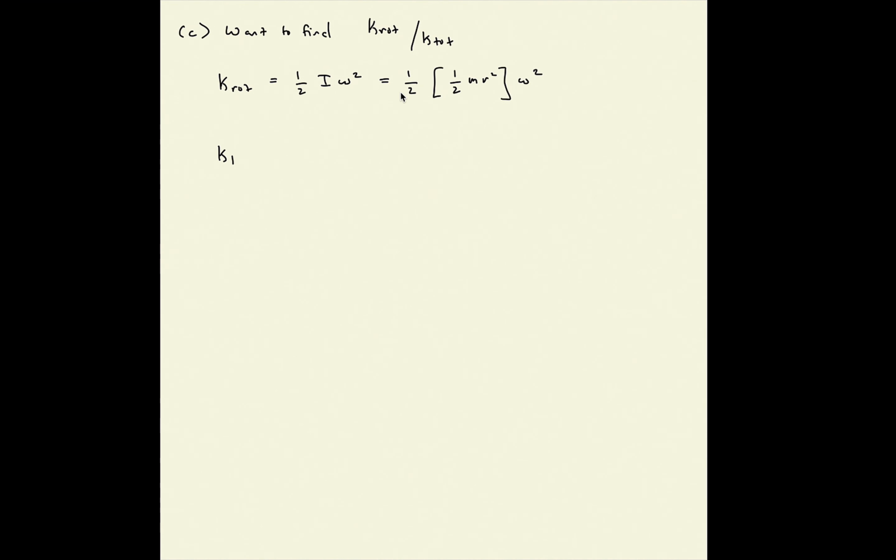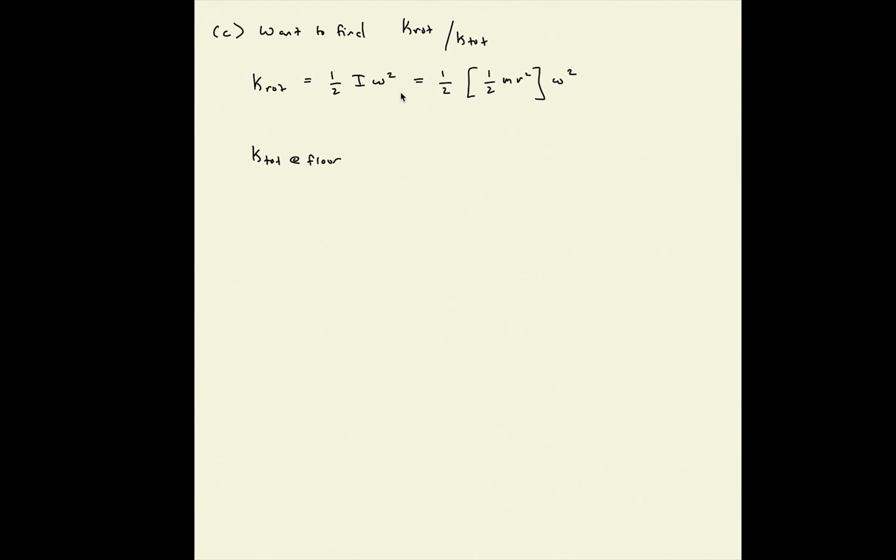And what's K total at the floor going to be? Well, K total at the floor is going to be 1/2 I omega squared at the floor plus 1/2 mv squared at the floor. That sounds like a lot of work. We know that there's no friction in this system, so why not just use conservation of energy again? We know that the K total at the floor, by conservation of energy, has to equal the gravitational potential energy at the very top when the object was at rest. So let's just go grab that expression.